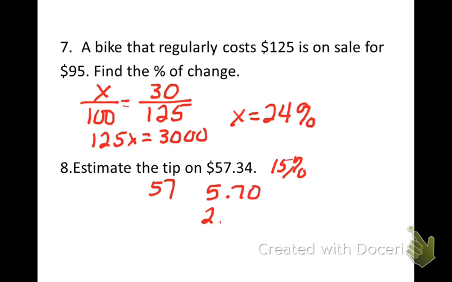Half of 70 is 35. Add those together and I get 285. So I need to add those two together. So again, this is a problem I do not want you to use a calculator on. $8.55.